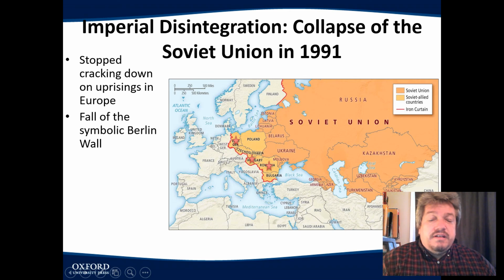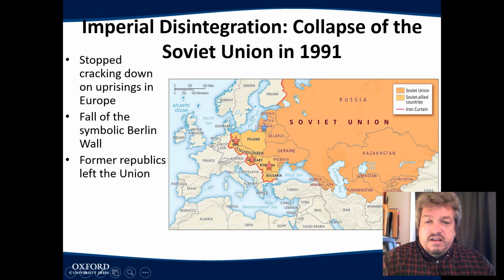And what happens is, once that happens in Europe, and the people who live in these countries, Latvia, Lithuania, Estonia, Ukraine, Georgia, these were all countries that before World War II were independent. And they see that the Soviet Union is not stopping these countries. So they say, well, we don't want to be part of the Soviet Union anymore. And so they declare independence. And the Soviet Union tries to stop it. But by this point, their government's collapsing.